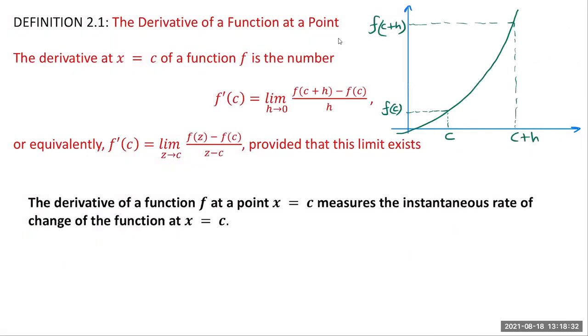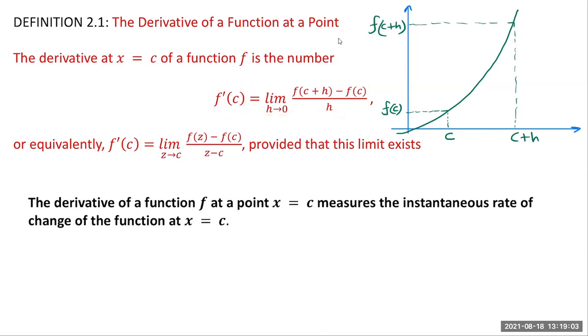First, I want to start with this definition: derivative of a function at a point. What do we mean by the derivative of a function at a given point x is equal to c? The derivative at x is equal to c of a function f is the number defined by this limit. By the way, the derivative at x is equal to c is denoted by f prime of c. We know that from the previous section, and here is how you define it.